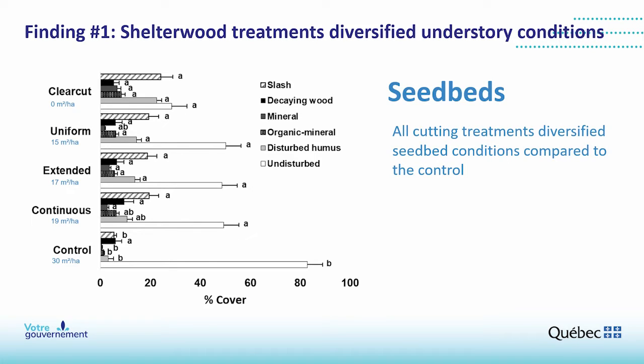Similarly, for seed beds, we could diversify the seed bed conditions. If you look at the bars in the bottom, you see the white one, it's the undisturbed seed bed. Undisturbed humus, which is not the best seed bed for the species we want to regenerate.